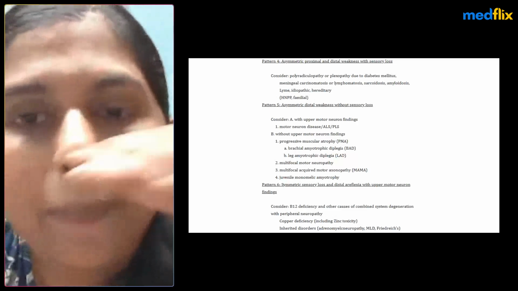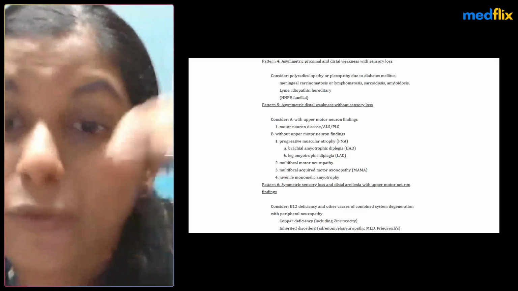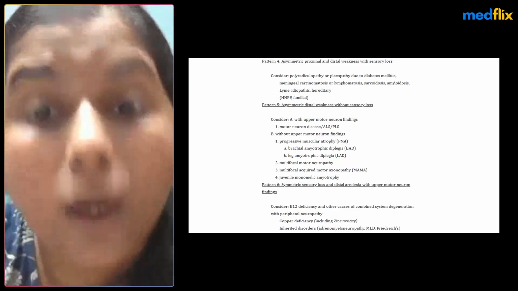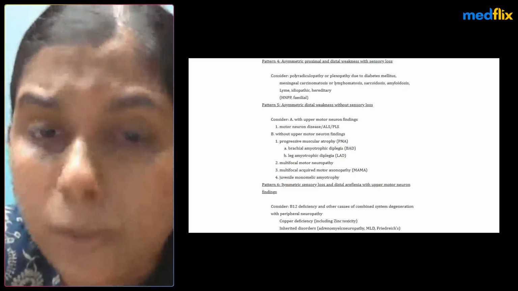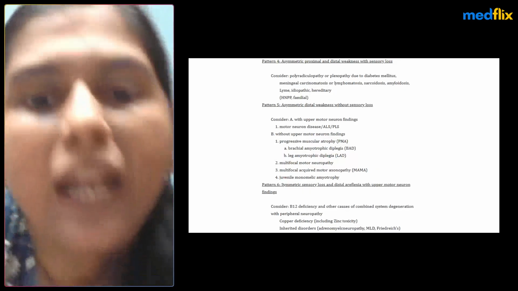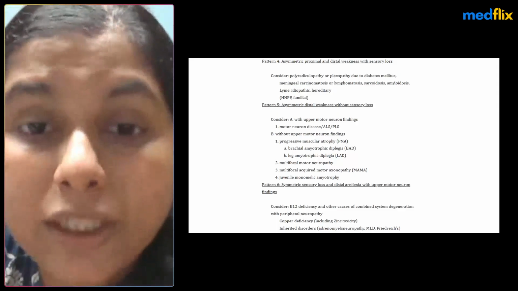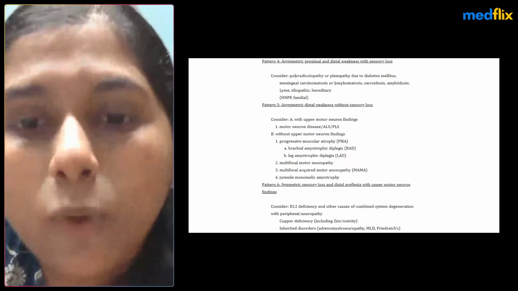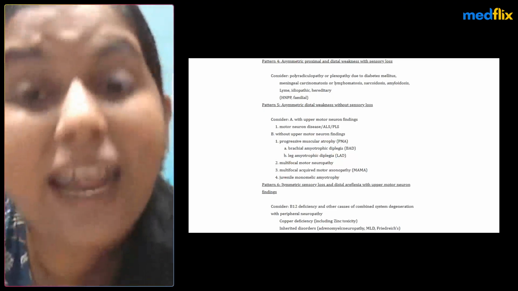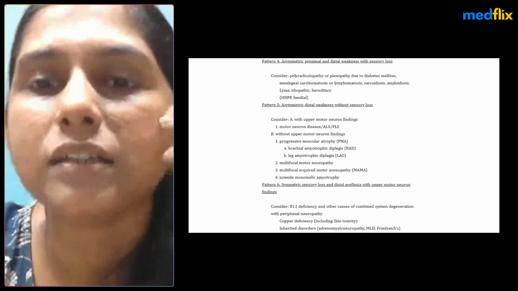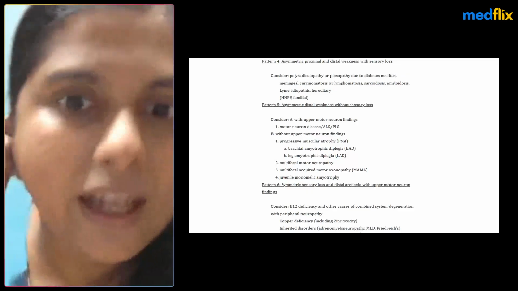So here, if a patient has upper motor neuron signs, you have to consider the possibility of ALS. Without upper motor neuron signs, it could be PMA, it could be amyotrophic diplegia. Here, multifocal motor neuropathy also comes into play. Juvenile monomelic amyotrophy is also present. And this is a rarer variant, that is asymmetric distal weakness without sensory loss.